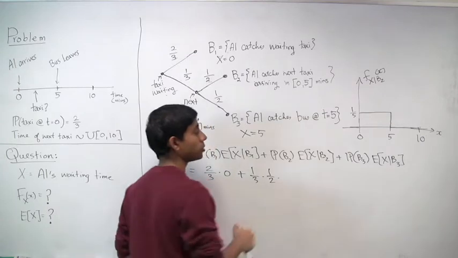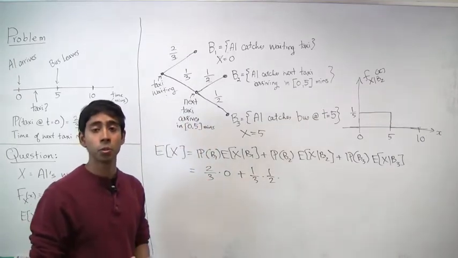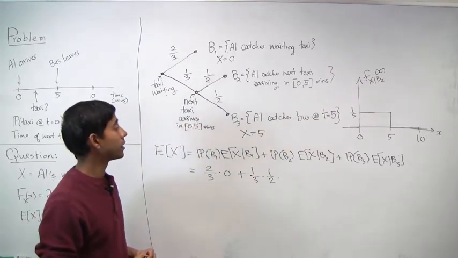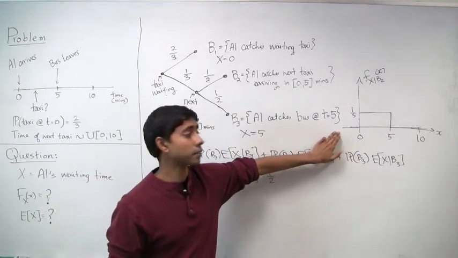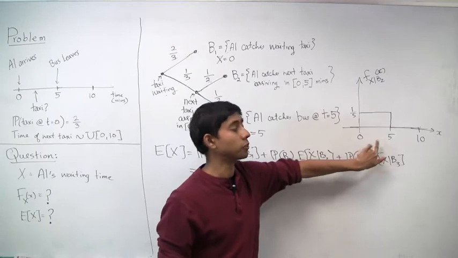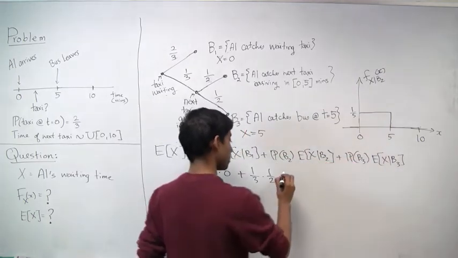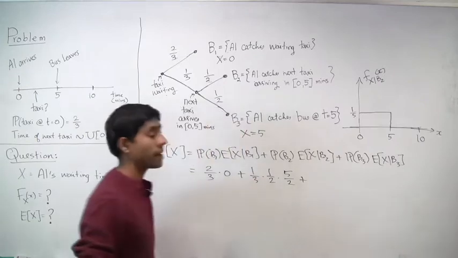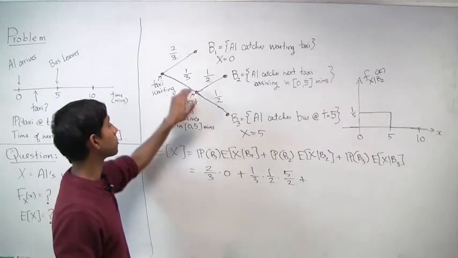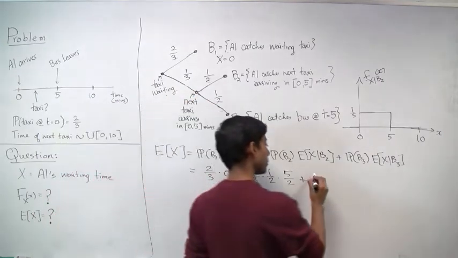And the expected value of x given b2 is going to be the expected value of this density. The expected value of this density is the midpoint between 0 and 5, and so it's going to be 5/2. And the probability of b3 is going to be 1/3 times 1/2. Right?